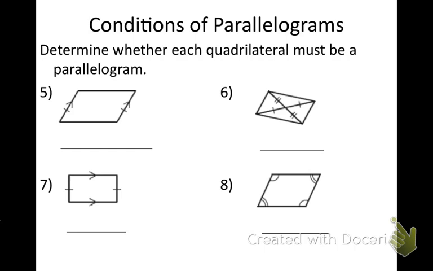So let's look at number five here. Determine whether each quadrilateral must be a parallelogram. As I look at number five, does that have to be a parallelogram? And if so, why? So looking at those conditions that we just talked about, does that have to be a parallelogram? Yes or no? It does have to be a parallelogram. Why? Because opposite sides are congruent and parallel, which means that is a parallelogram then. Okay, number five, yes, it is a parallelogram.